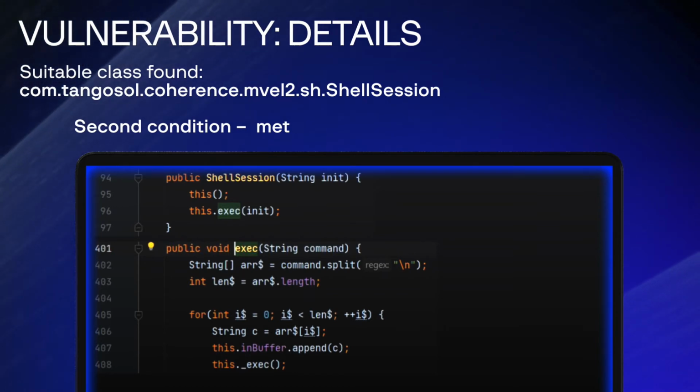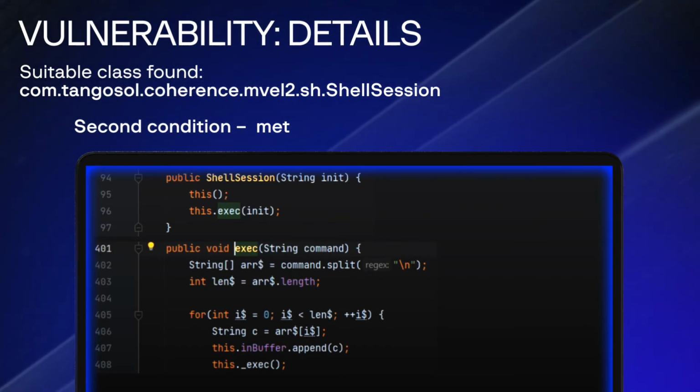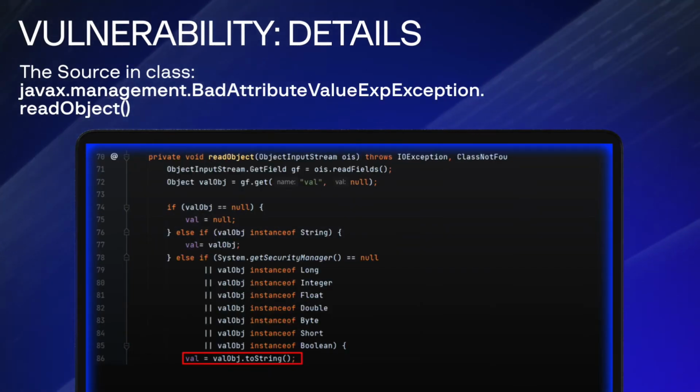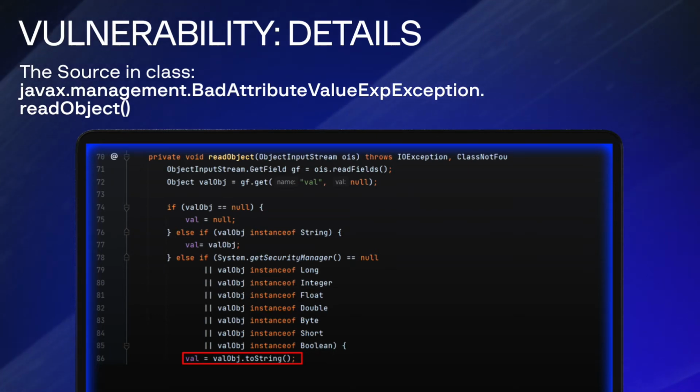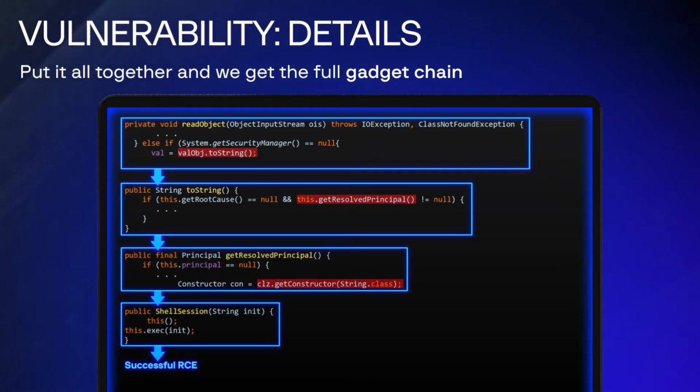So that the condition number 2 is met, and we continue to find the entry point. As you know about the source, we can easily find a magic method with ObjectInputStream in the class, but attribute value exception. This method will be automatically run during deserialization and call to class unresolved principle. Let's put it all together. We get the full gadget chain like this. Each piece of code calls each other from the entry point to where the code can take advantage.